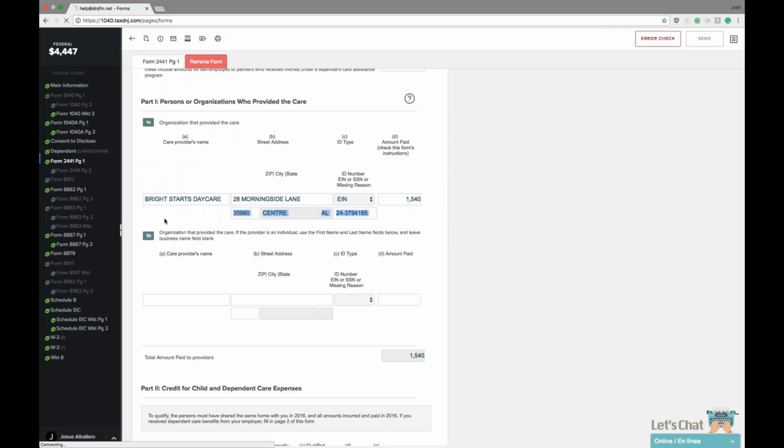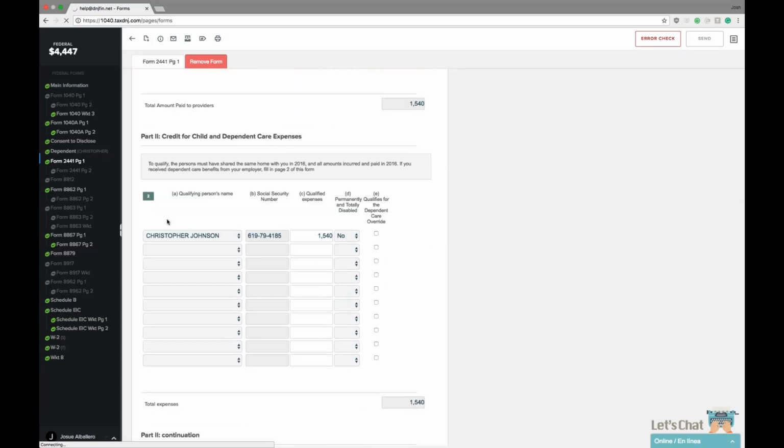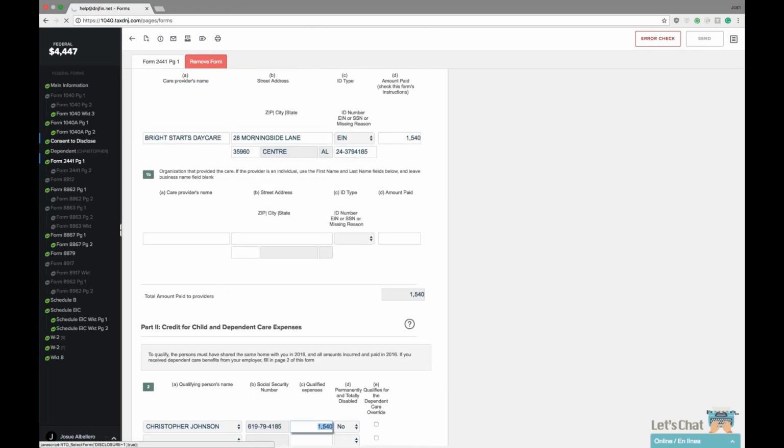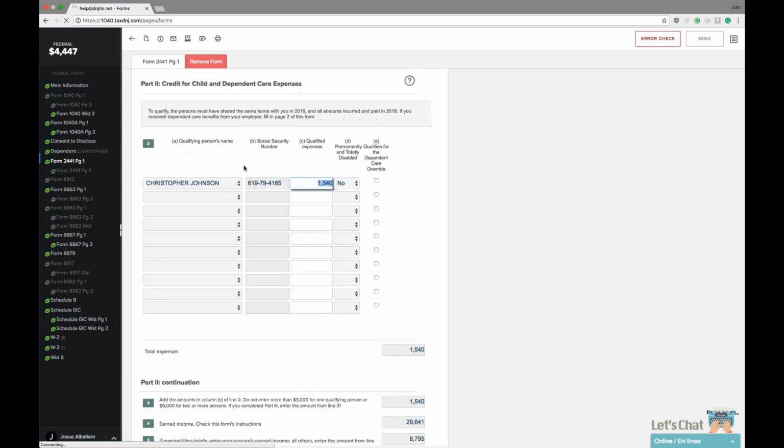I paid this daycare $1,540, and Christopher Johnson, the dependent, went to daycare, and we paid $1,540 for him. So on the very top, you're going to say who you paid it to, and then down here you're going to say who was the dependent who received the care and how much of it you paid.